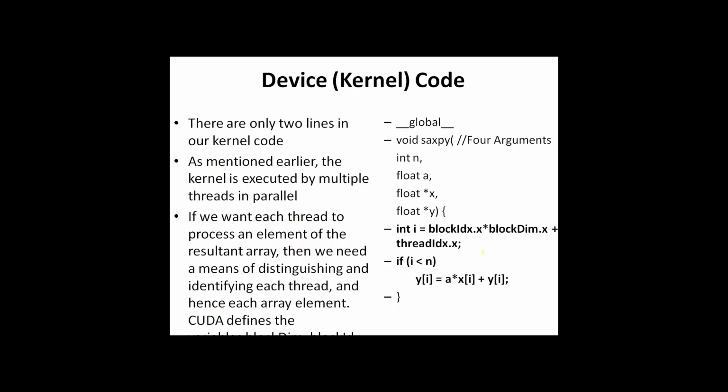In the kernel function we have mainly two statements only. The kernel is executed by multiple threads in parallel. If we want each thread to process an element of the resultant array, then we need a means of distinguishing and identifying each thread. That is, we have to create a unique identity, or address, of every thread, and that will be used for each array element.